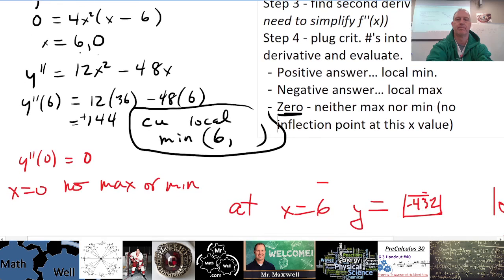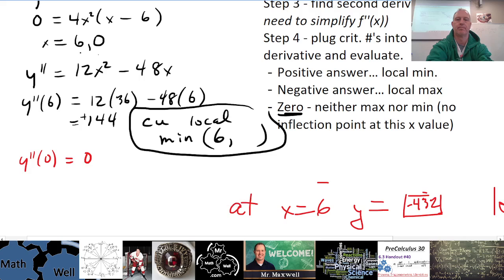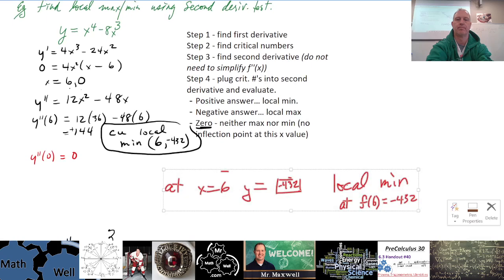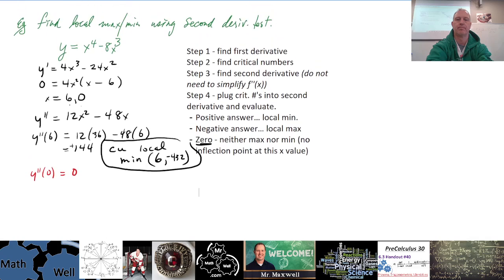So we don't really know too much about the graph at this point at x equals 0, whether it's defined or not, but we know it's not a local max or min. Okay? So negative 432 is this value here, I see. So that's your local minimum. Okay? And I think what we should do is let's maybe graph this. Let's graph this and just check that out.